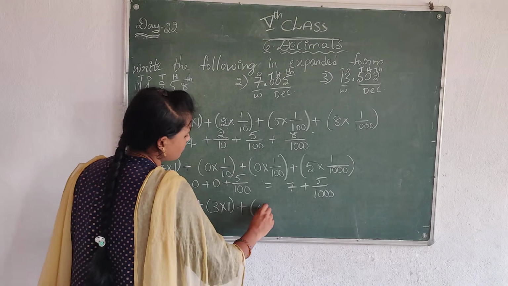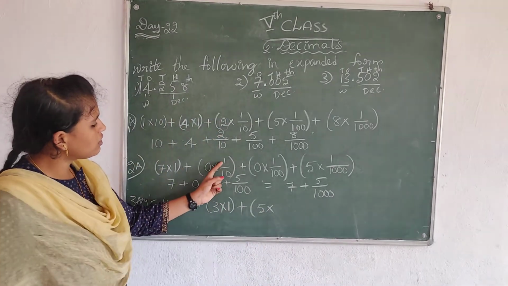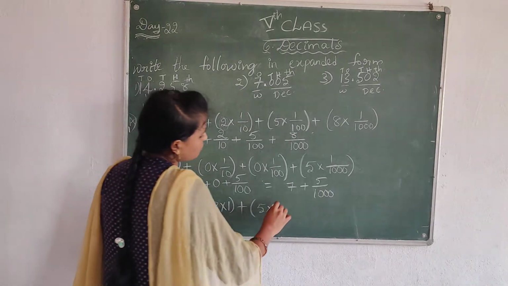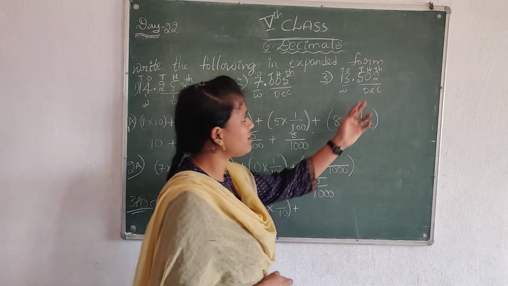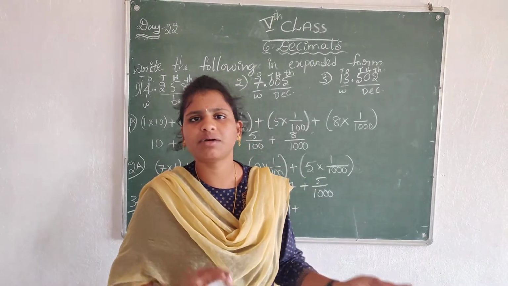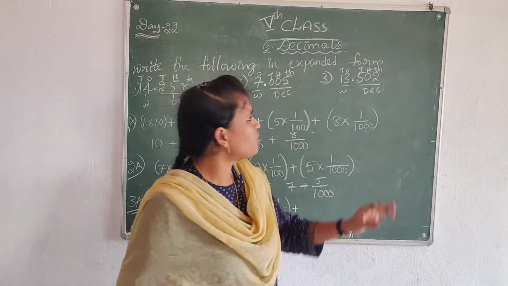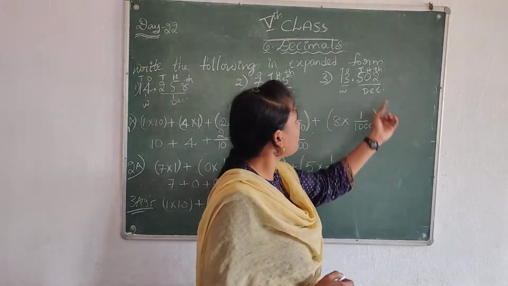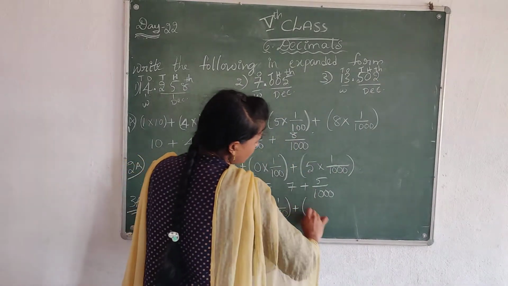How to write the tens? You tell me, guys. Here what you wrote? 1 by 10. So tens means 1 by 10. Plus, what's the next number? 0 hundreds. If you are multiplying any number by 0, the product will be 0. So no need to write the 0 digit. So take the next number, that is 2.